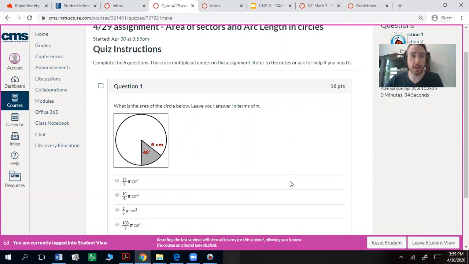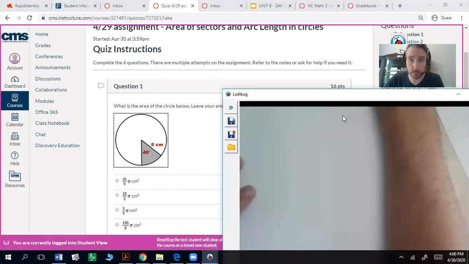Question number 1, what is the area of the circle below? Leave your answer in terms of pi. And, oh, I terribly worded that question. It should be the area of the sector of the circle below, so the shaded area. I hope you don't mind, but I'm going to calculate that, not the whole circle. So here we go.